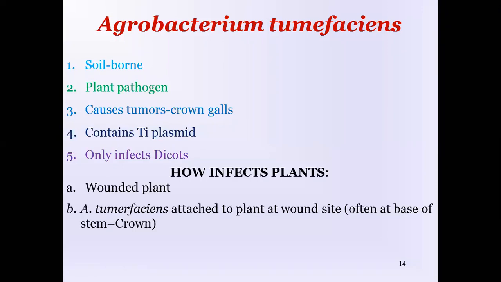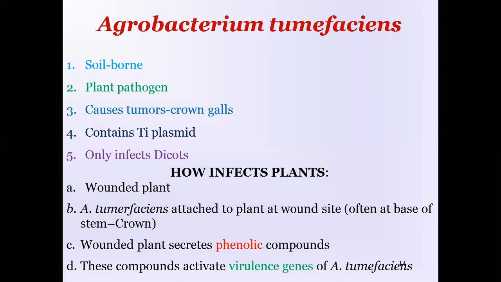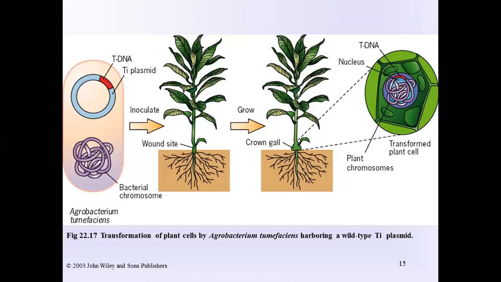So how do they infect plants? First they need a wound site, and through those wounds Agrobacterium attaches to the plant at the wound site, often at the base of the stem, and that produces the crown there. Wounded plants secrete phenolic compounds, and these compounds activate the virulence genes of Agrobacterium tumefaciens. The virulence genes are in the plasmid, and they are activated by phenolic compounds produced by the wounded plants, and that then infects the plant. So this is how it happens.